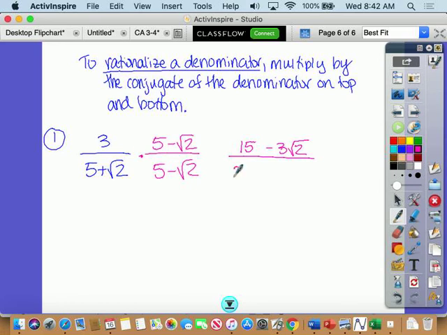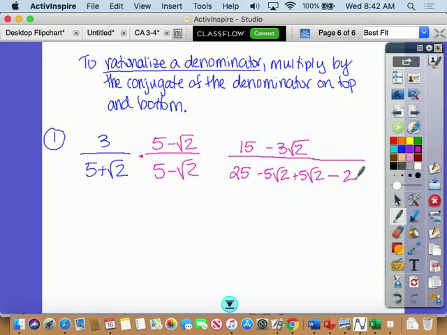5 times 5 is 25. And then 5 times negative square root of 2 is negative 5 square root of 2. Then we have square root of 2 times 5, which is positive 5 square root of 2. And then last times last, square root of 2 times negative square root of 2. All right, we have a positive times a negative, so it's going to be a negative. Square root of 2 times square root of 2 is square root of 4, which is 2.